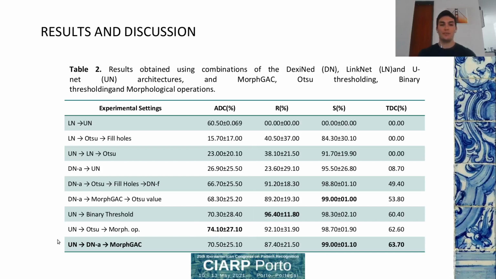And the combination chosen as the main method for this work was the combination using UNet connected to DexiNed, followed by a morphological GAC, which had a sensibility metric of 99.0 and the best true dice coefficient with 63.7.